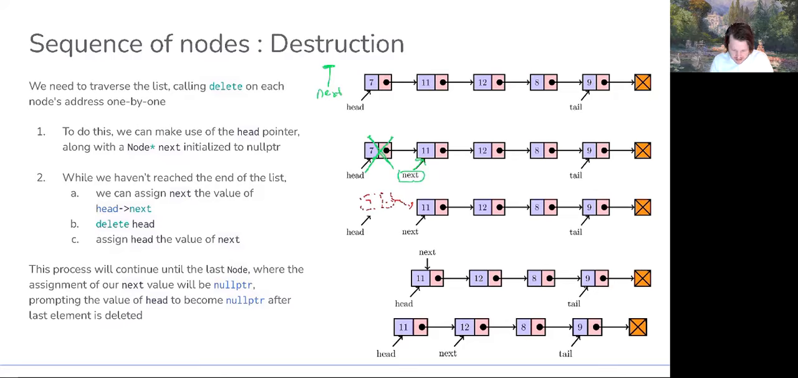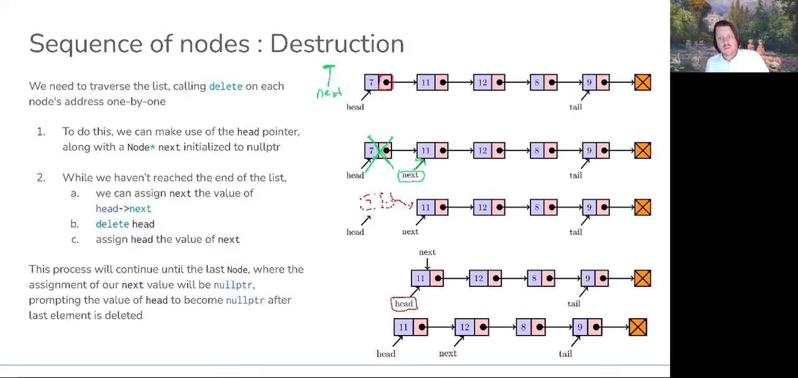And now we're going to go ahead and move head over to where next is. So next is simply preserving the next node in the sequence. Had we called delete on head without this, notice that that would have knocked out that node and we would have lost the address of the subsequent node in the connection. So that is why next is so critical here, because it is going to preserve this value here.